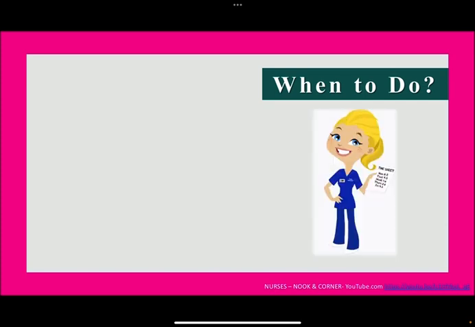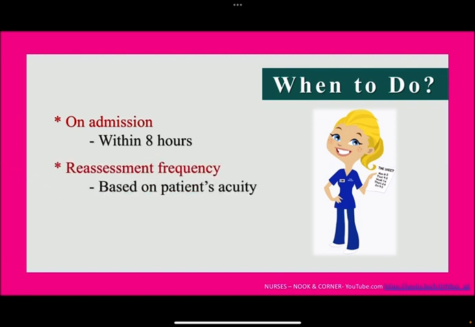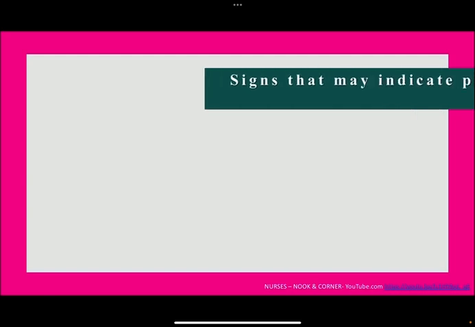When to do this Braden assessment: you should do it at the admission time, in the initial assessment, within 8 hours. Reassess frequently based on the patient's condition, and if there is any significant change in the patient's condition, you also have to do it.